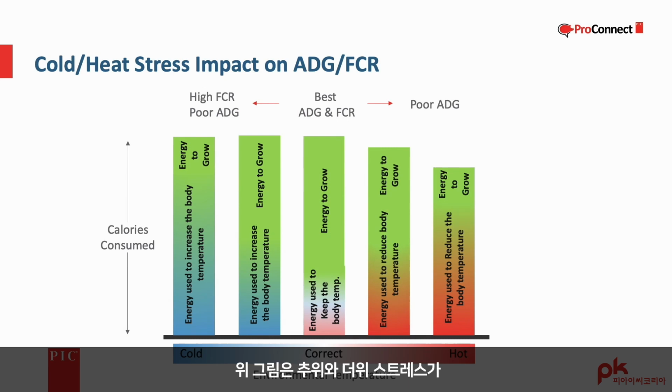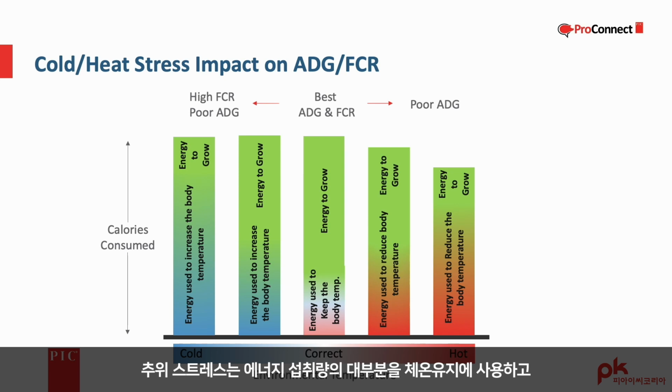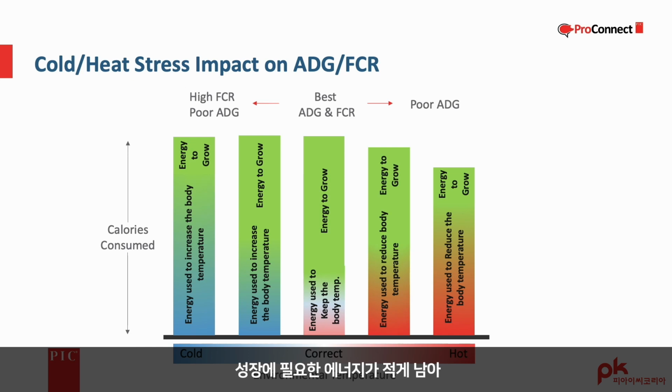This graph shows the way cold and heat stress impact average daily gain and feed conversion. The height of the bars represents the total calories consumed. With cold stress, the pig uses a higher percentage of the energy consumed to maintain body temperature, leaving less energy for growth, which results in higher or worse feed conversion and lower average daily gain. With heat stress, the pig uses more energy to regulate body temperature, and because of the heat, it eats less, which results in less energy being available for growth, resulting in poor average daily gain.